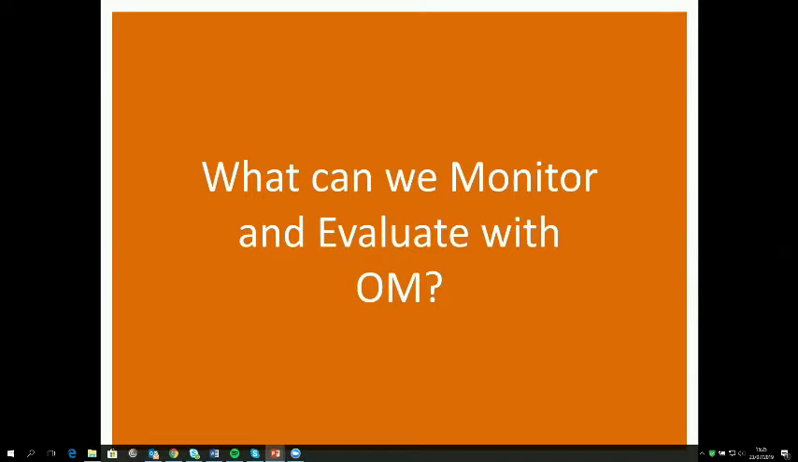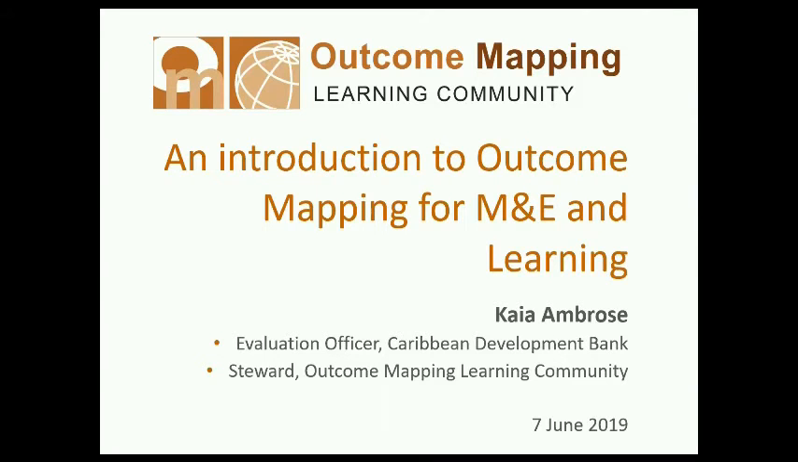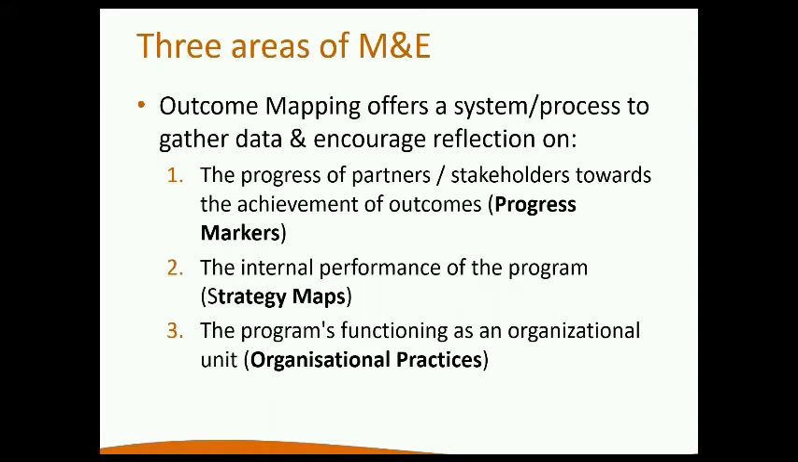And now we'll move on to what we can monitor and evaluate with outcome mapping. If that was your goal, you'd have to complement it with another practice, with another approach or tool. So it really focuses on outcomes, and it focuses on that in 3 different elements or spheres. So it focuses on partners, stakeholder actors, their success and their progress towards the achievement of outcomes.